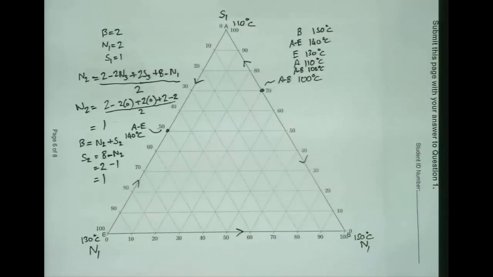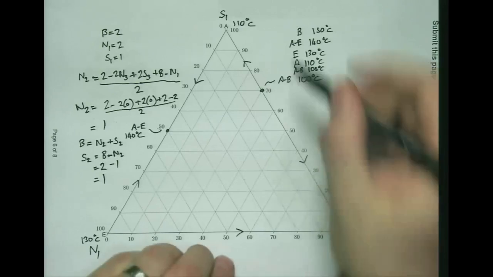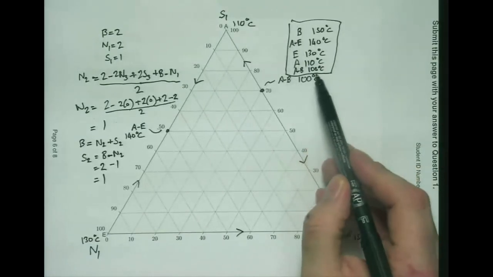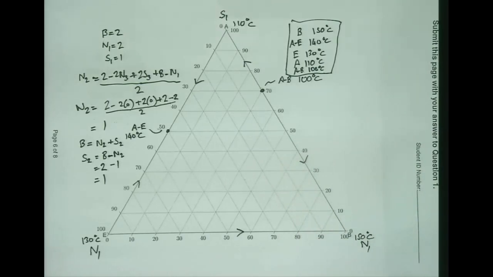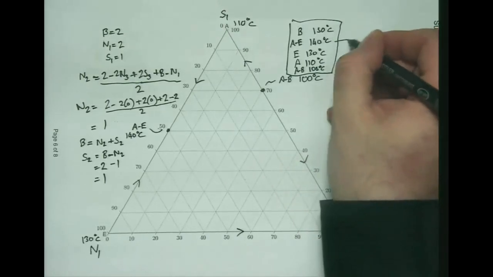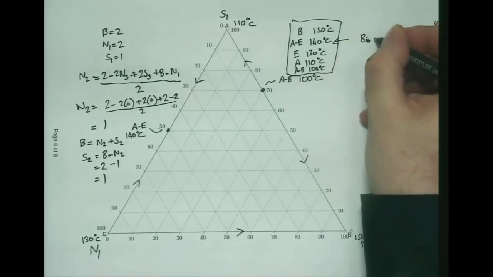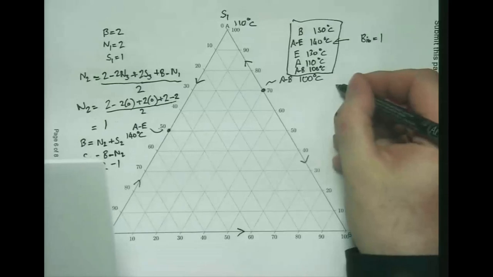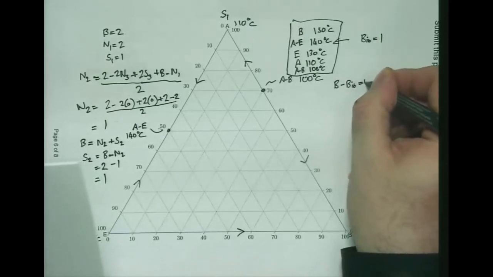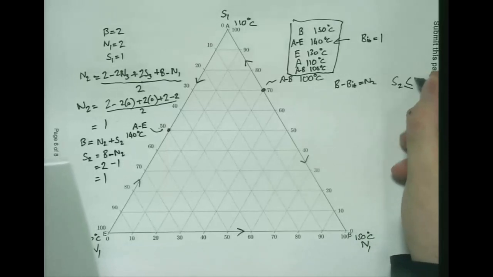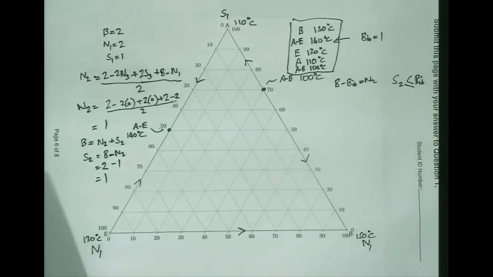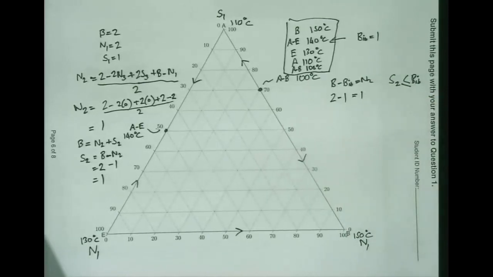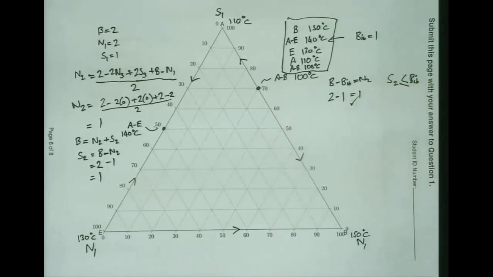And then what we want to do is count the number of intermediate boiling binary azeotropes we have. So we've got two binary azeotropes, but our AB is not an intermediate because it's at our lowest boiling temperature. So we just have one intermediate boiler. And then we can look at our checks. So that's our checks. We know we've got two binary, one intermediate boiler, and one binary node. So that is true.